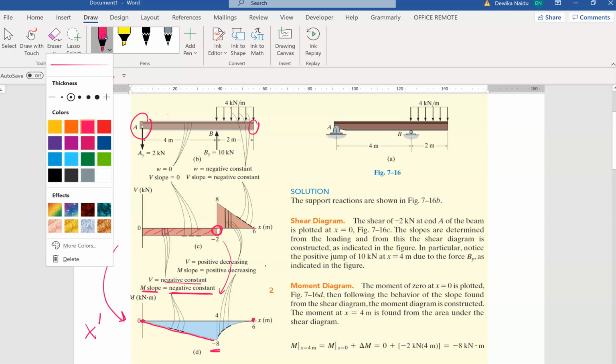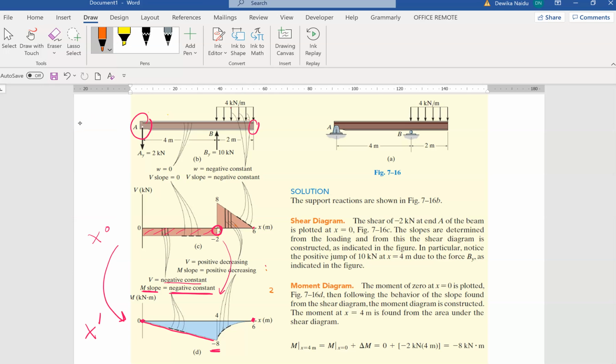Now, let's do the second part. The second part will be in the positive, right? But positive decreasing. What is positive decreasing? This area is in the positive area, but the slope is decreasing, going down. The value is going down from 8 to 0. So the slope will be positive decreasing. What is positive decreasing? I'll come back to that.